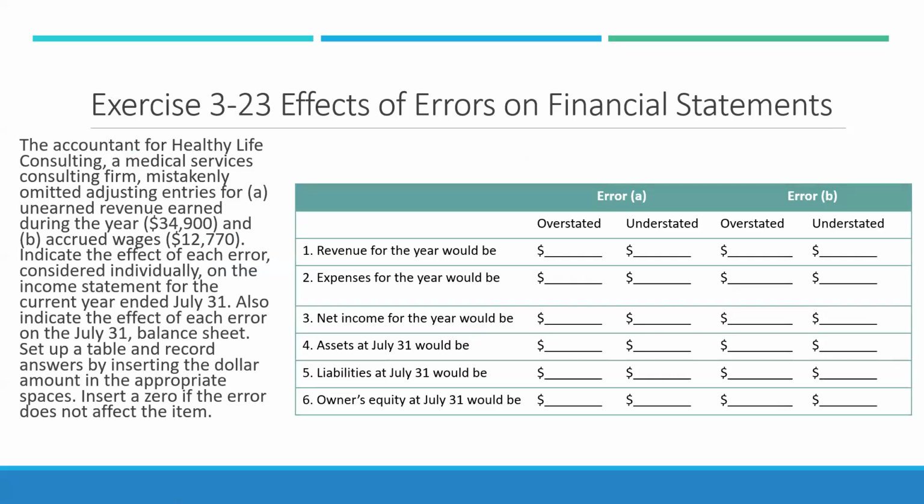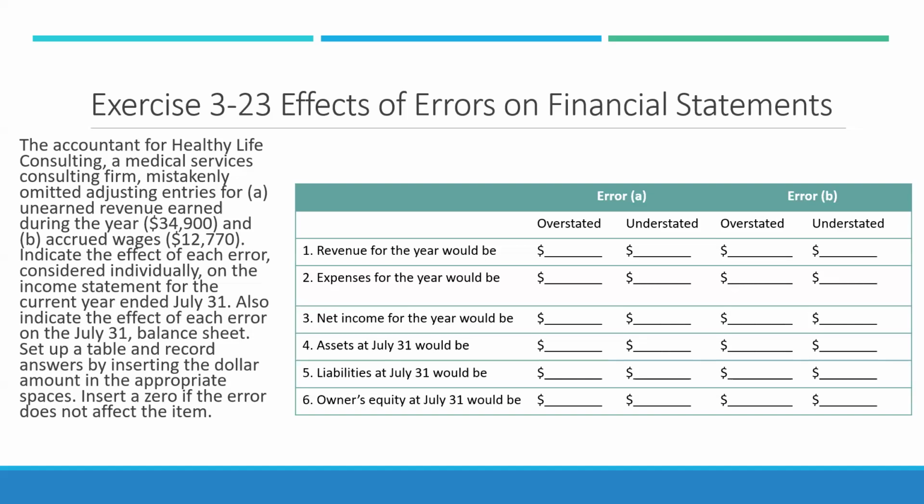So, the accountant for Healthy Life Consulting, a medical services consulting firm, mistakenly omitted adjusting entries for unearned revenue earned during the year of $34,900 and accrued wages of $12,770. Indicate the effect of each error considered individually on the income statement for the current year ending July 31st. Also indicate the effect of each error on the July 31st balance sheet. Set up a table and record the answers.